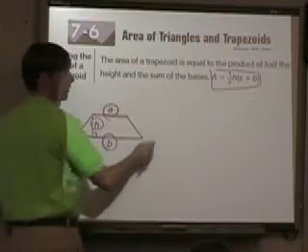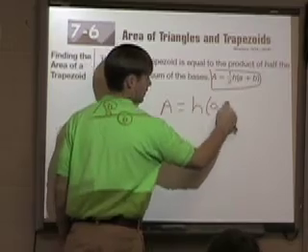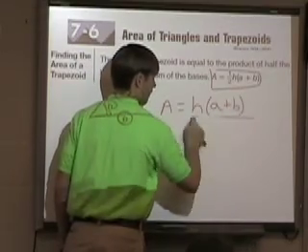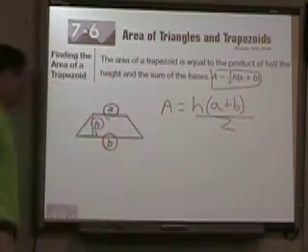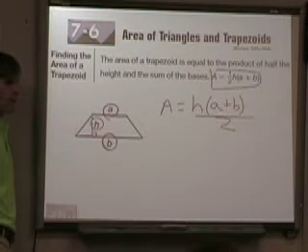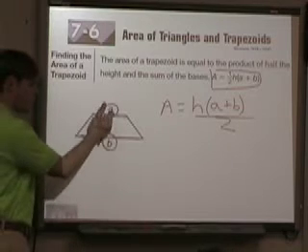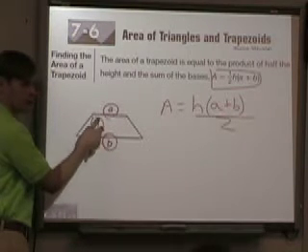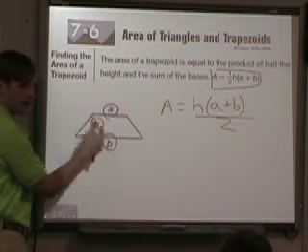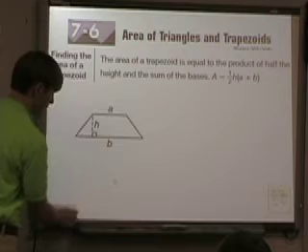Another way to rewrite this is A equals H times A plus B divided by 2. That's another way for you to write this. We're going to have an example in a second, but it's so simple. A plus B times H divided by 2. So let's look at our example.